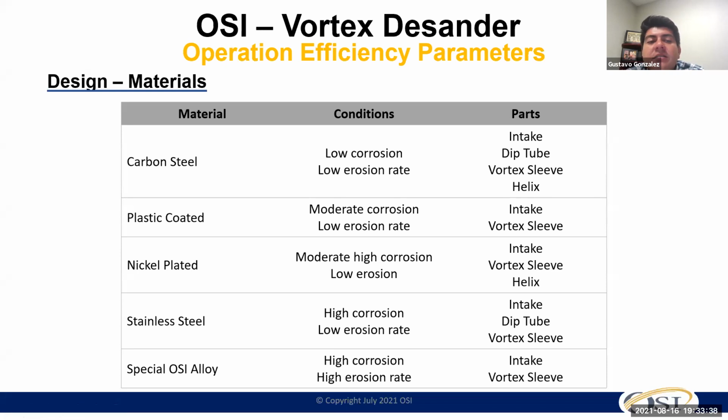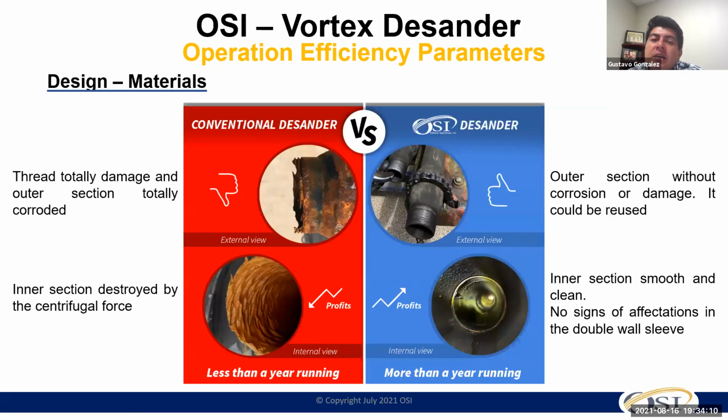You can use just carbon steel, you can use plastic coated, which is more related to corrosion. You can use nickel plated, and again, it goes more to moderate-high corrosion. You can use stainless steel, which is more for corrosion. The problem with stainless steel is that it's going to be soft, so you're going to see maybe more erosion damage. And the special alloy, the boronite, you can see is more resistant to corrosion and erosion, because it's a metallurgy designed for those types of environments.